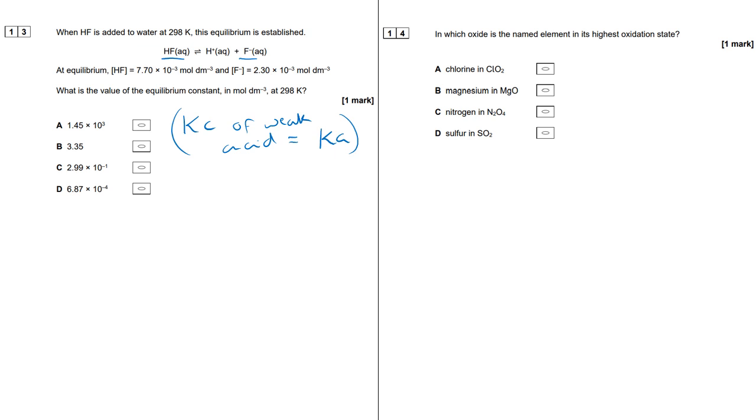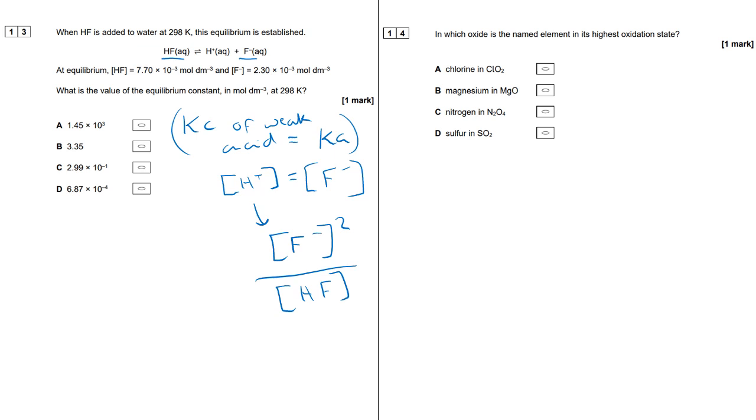If you understand the idea that for every 1 mole of F minus formed, you'd get 1 mole of H plus, or the concentration of H plus is the concentration of F minus. So using that information, we can simplify the Kc or the Ka expression to be F minus squared, products, over our reactants, HF.